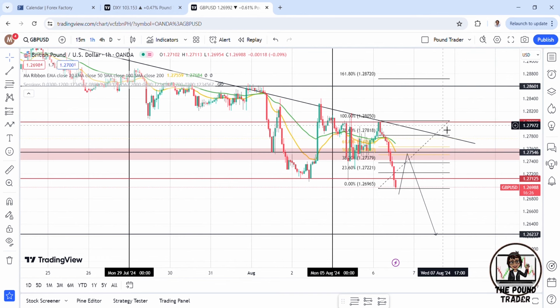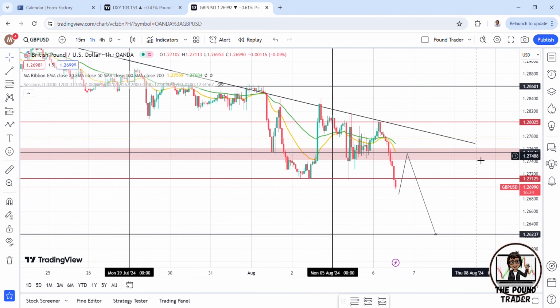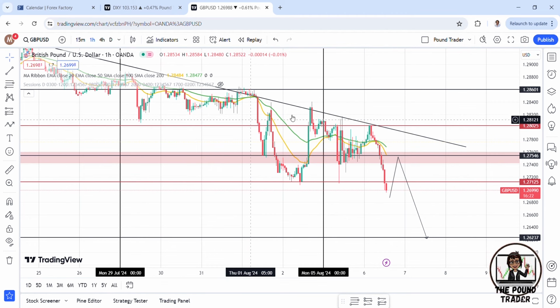But yeah, this is basically what I'm looking for on the pound. I hope it's going to be a good week. Last week was not a good week. Monday was not a good day. So we'll just have to see what happens.